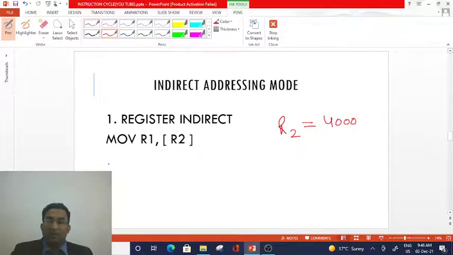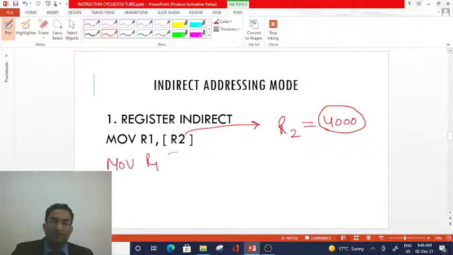So basically, first of all the processor will go to the R2 register. Whatever value is in the R2 register will be taken as the address for this particular instruction, that is MOV R1, [R2]. Here the address is not directly given. The address is given by the R2 register, that's why it is called register indirect addressing mode.